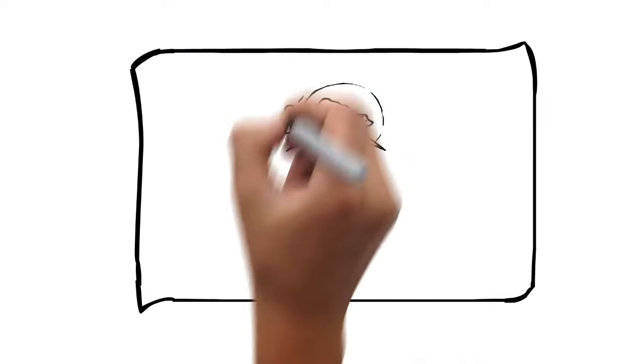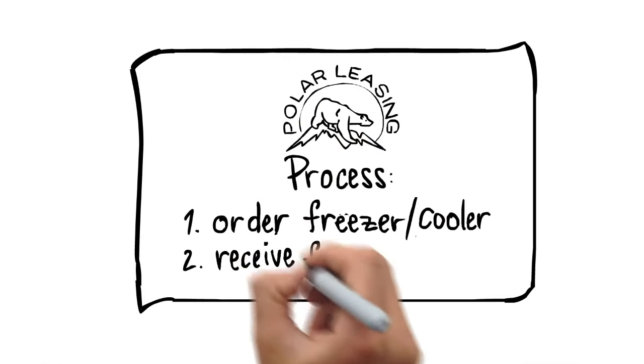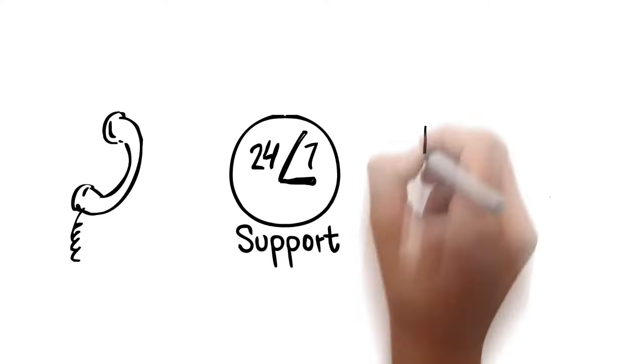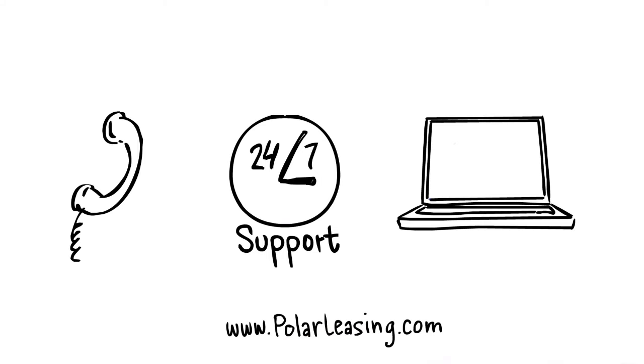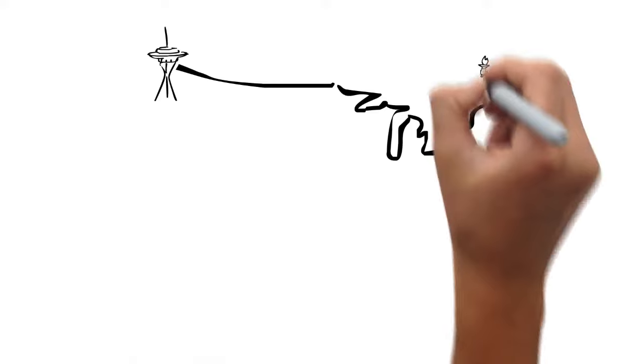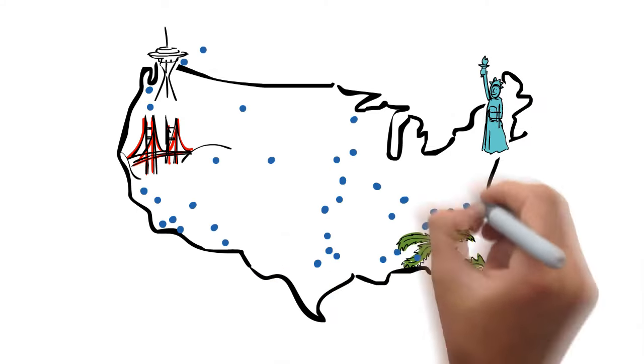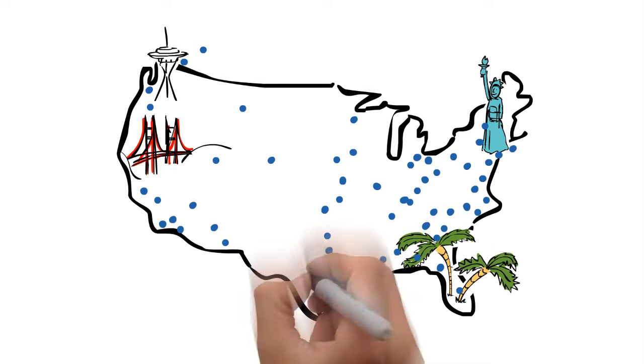With our commitment to customer service, Polar Leasing makes the entire process simple from start to finish. With an experienced sales and support staff, 24/7 service support, and online pricing tools and online chat, we're always a call or click away. With nearly 75 depot locations nationwide, we stand ready to serve all of your temporary refrigeration needs and show you the Polar Leasing difference.